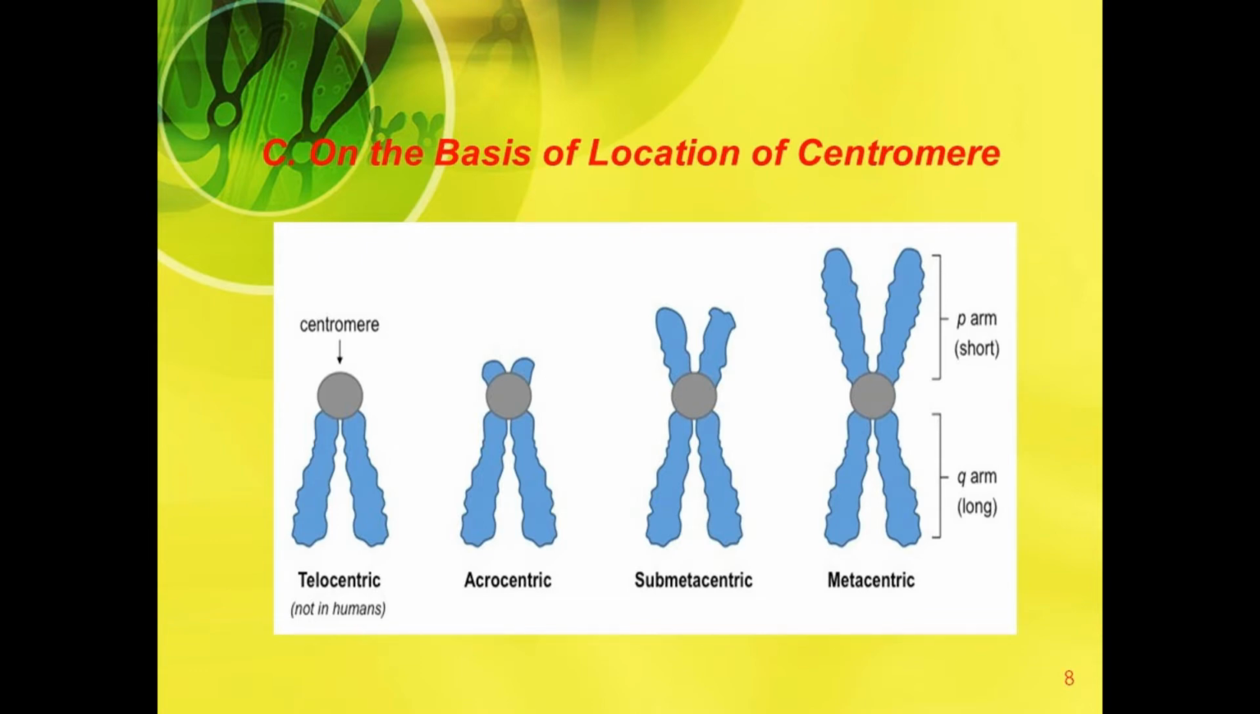Then acrocentric means the centromere is severely offset from center, leading to a much shorter P arm. And in the case of telocentric, the centromere is found at the end of the chromosome. We can see that it means no P arm exists, only Q arms. So these are the different types of chromosomes.